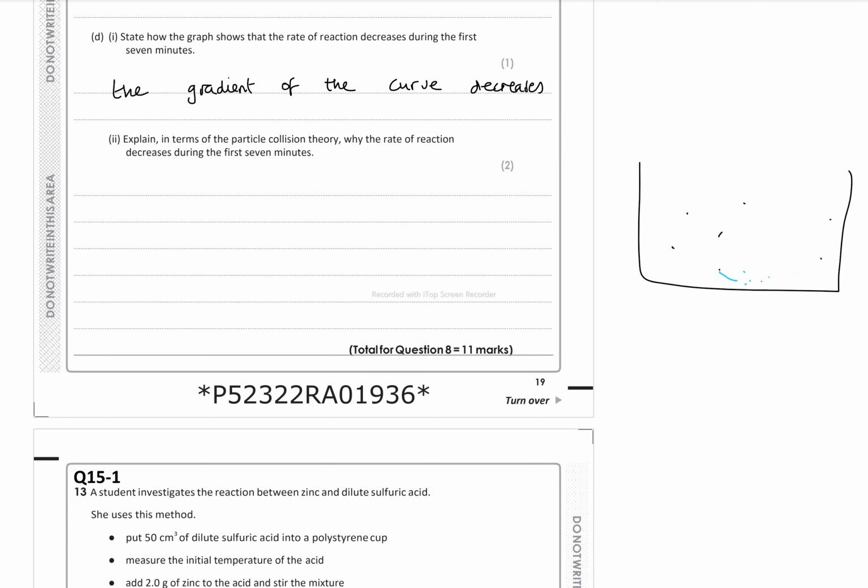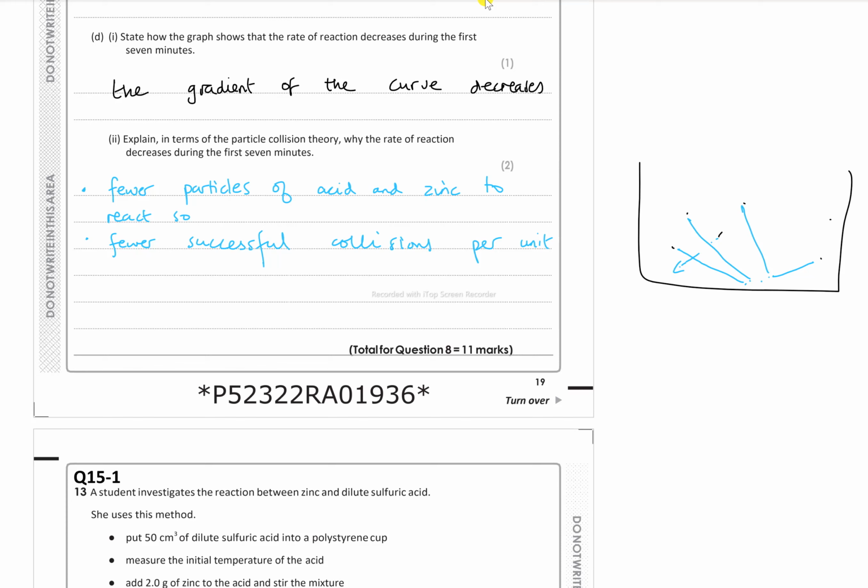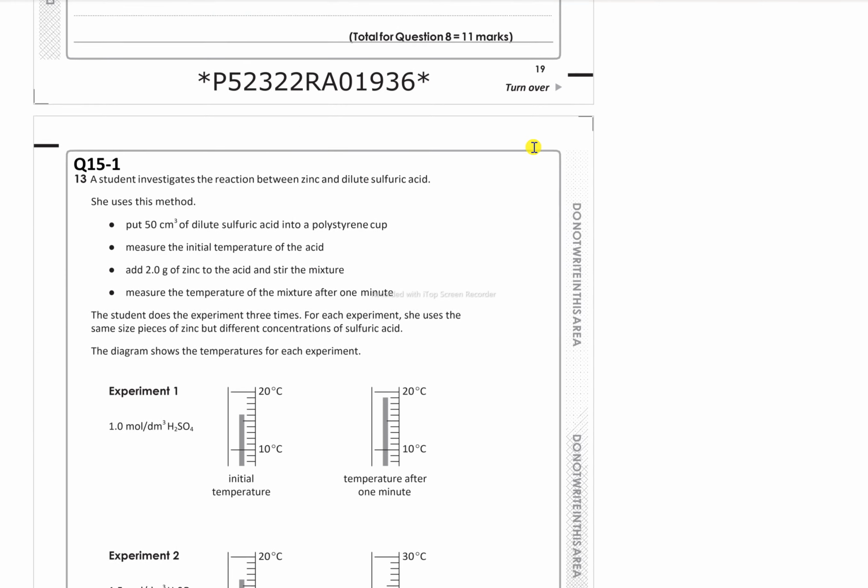So now that these guys have gone, right, now there's a bigger space. So after this, this has to travel further, this has to travel further, this has to travel further, and if that's moving in that direction, that might have to hit that. So what they're saying is there's fewer particles as time goes on, fewer particles of acid and zinc or metal to react. So that's your first point. Second point is, fewer successful collisions per unit time. Right.